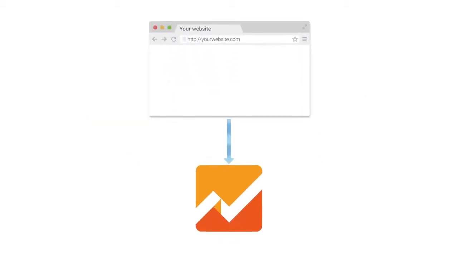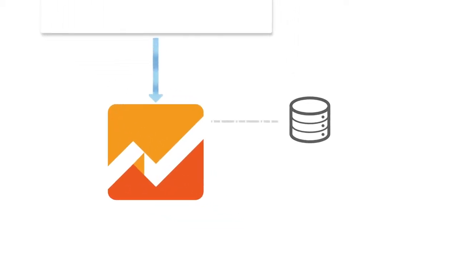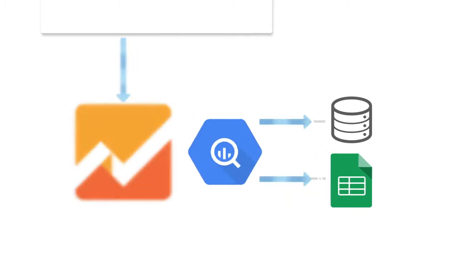You collect data about online visitors in Google Analytics. To export unsampled data, or to create reports from extremely granular data, you need to process it in Google BigQuery.